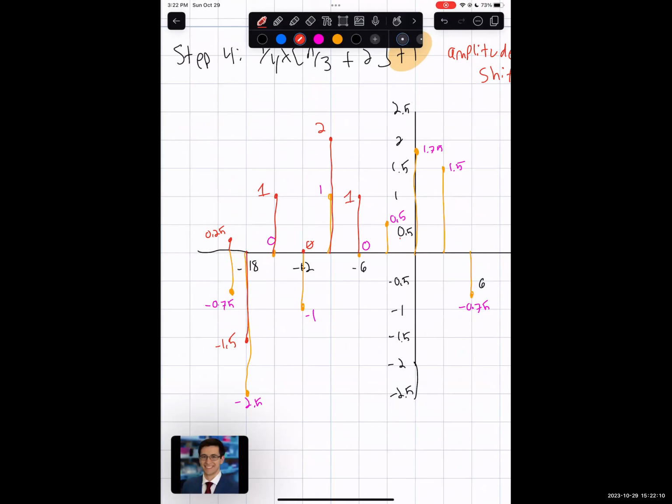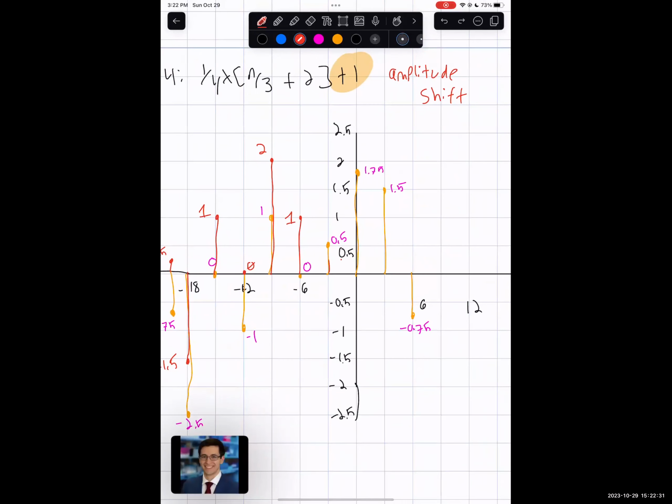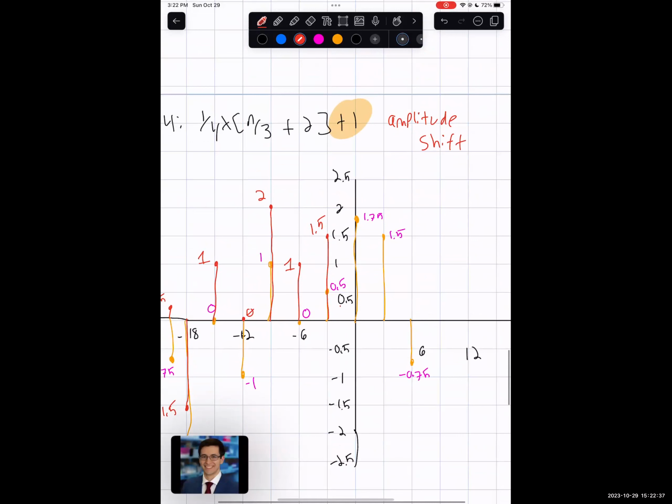Does anybody know what this value would be? So for n equals minus 3, what's this value going to be, guys? So we're doing an amplitude shift of +1. Exactly. Yeah. So all we did for that was just 0.5 plus 1. Perfect. So 1.5. It's going to be 2.25 up here.